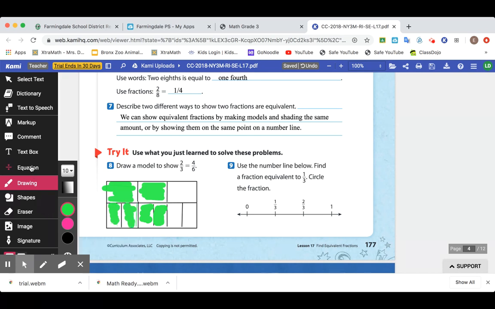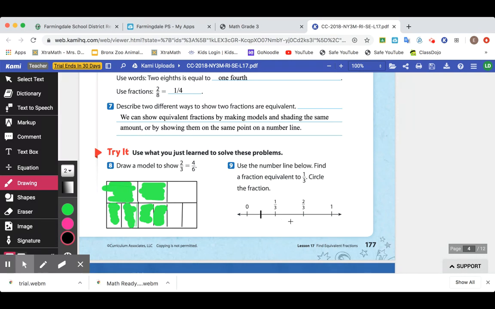Okay, so now let's look. It asks us to do it on a number line as well. Let me just make sure I have the right tool. Okay, so right now the number line has 0, 1/3, 2/3, 3/3. Okay, so 1/3 would land here, right? Now we're looking for another fraction equivalent to 1/3. So what if we cut all of these in half and made 6? Let's see what equivalent fraction we can make.